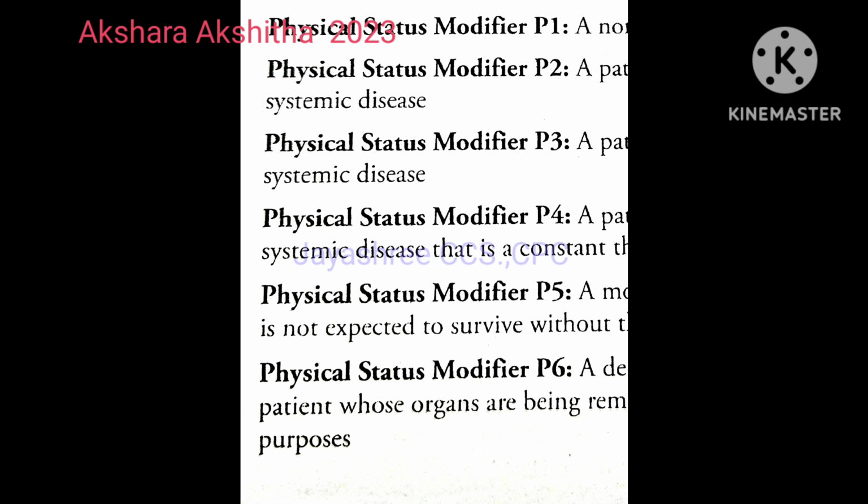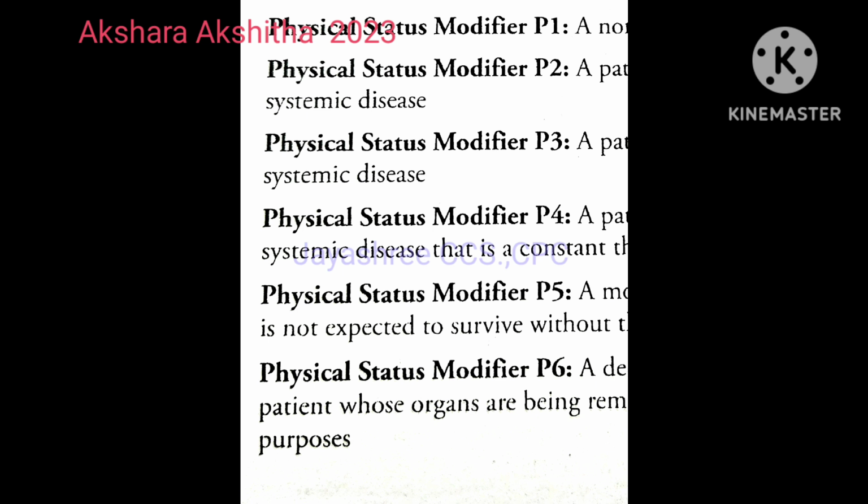Then the P4 modifier is severe systemic disease that is a constant threat to life. If the patient has severe disease that is a threat to life, we need to append the P4 modifier. Then the P5 modifier is a moribund patient who is not expected to survive without the operation. Without the operation the patient cannot survive. For those patients we need to append the P5 modifier.